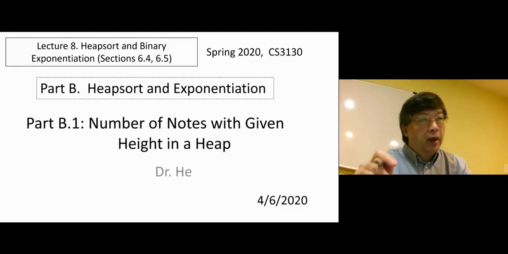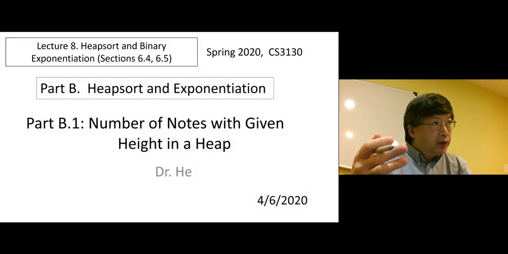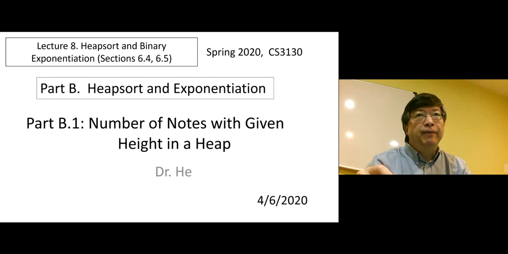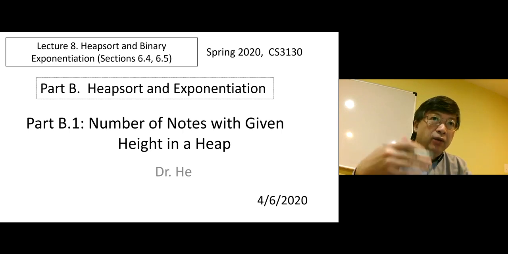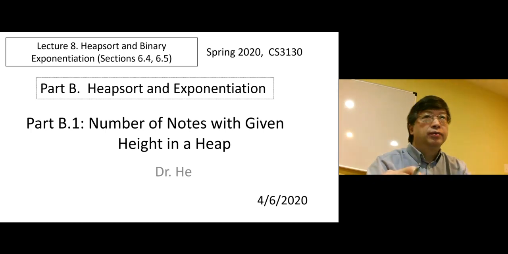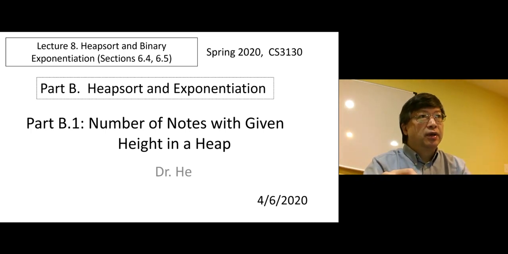All right. So at this point, we understand the structure of the heap. Next, because our goal, our plan, we need to do the heap sort. And we also need to do the analysis for the heap sort.